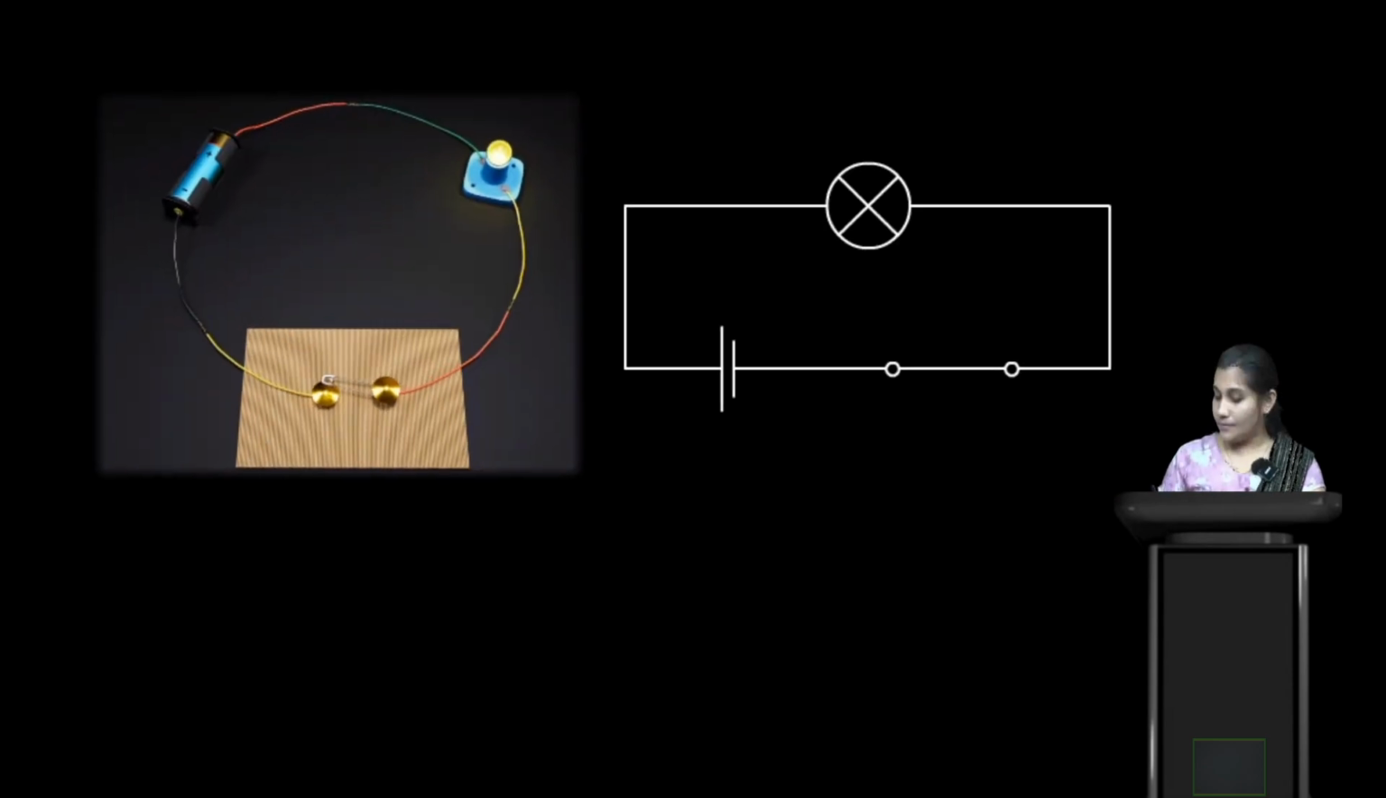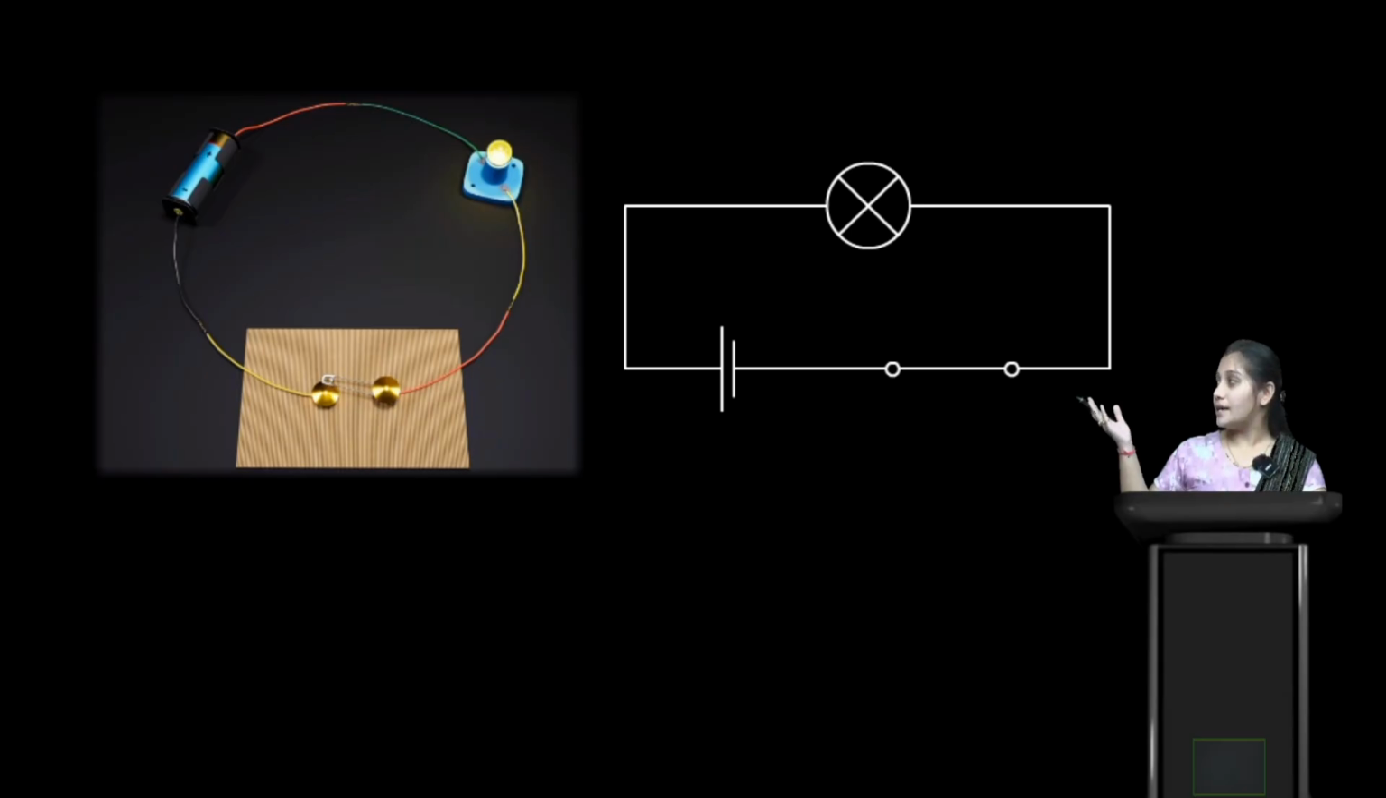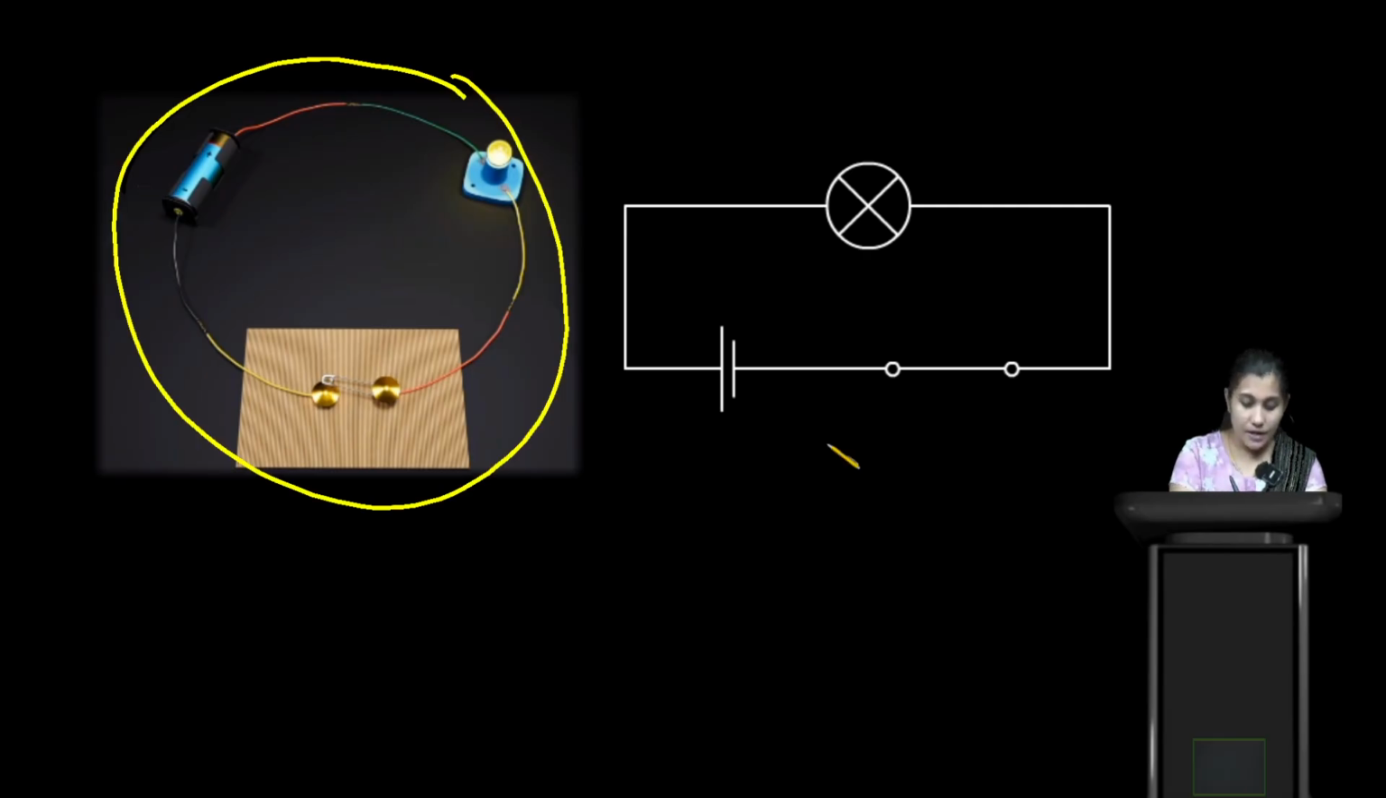Here on the screen, what can we see? Draw this circuit on your notebook. In our last class we came to know that this is a circuit. This circuit we prepared with the help of an electric cell, a bulb, two pins and wires. Now it is asked to draw this circuit in your notebook.